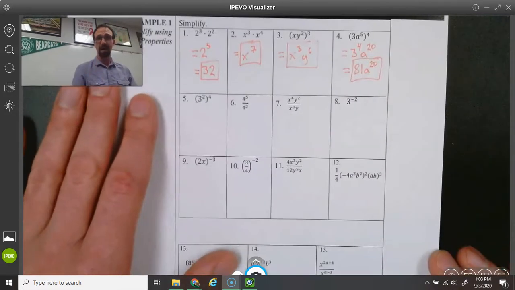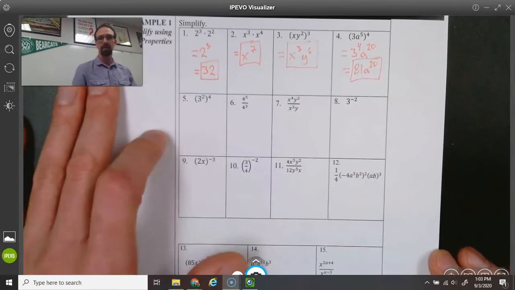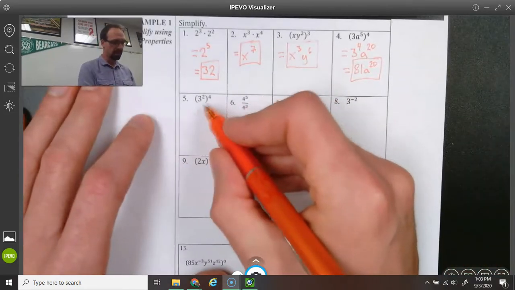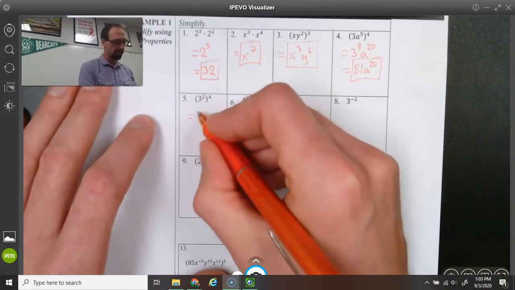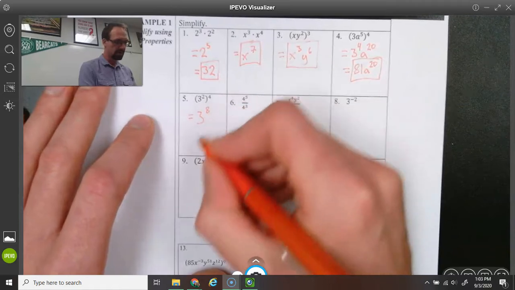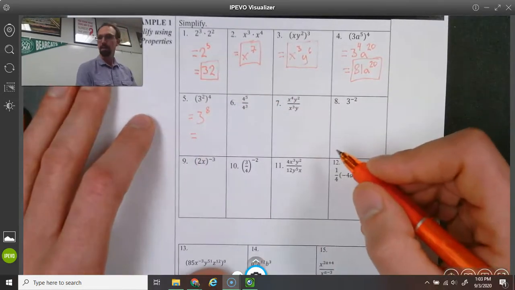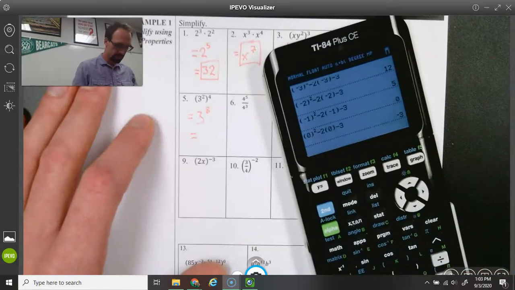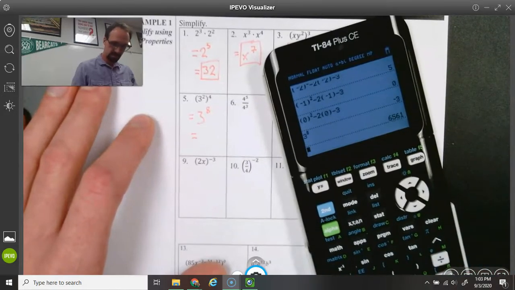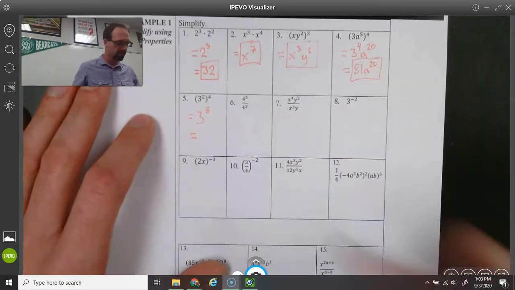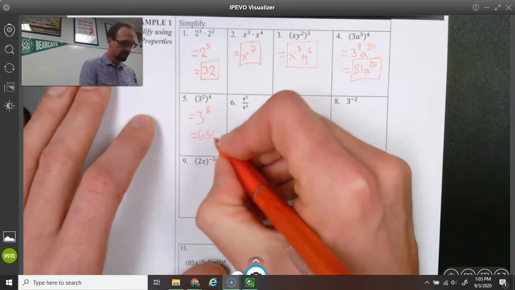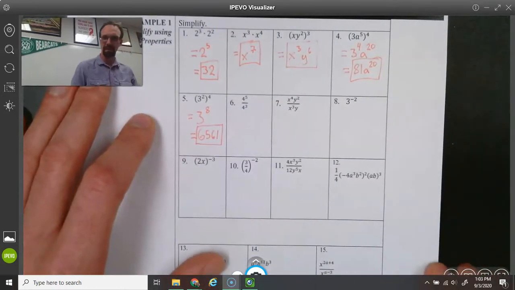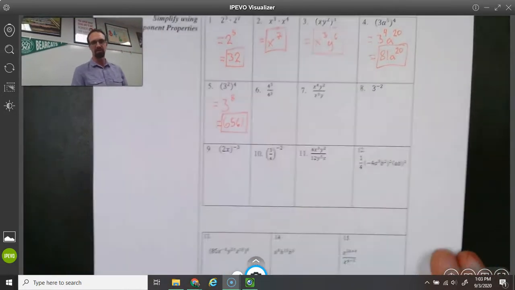Number 5, the quantity 3 squared, and then raised to the 4th power. Because we have a power to a power, you can multiply these, so you get 3 to the 8th, and then 3 to the 8th is 6,561. I was like, I think I have that right. Always good to double check. It's better to double check just in case.